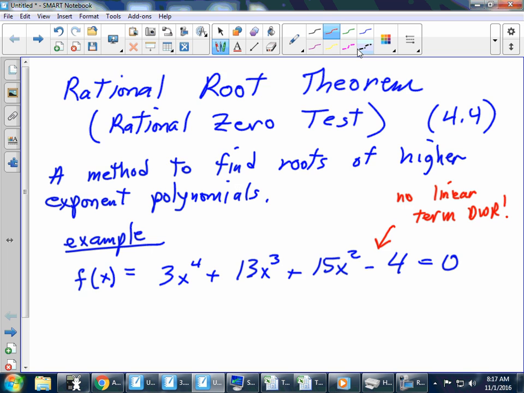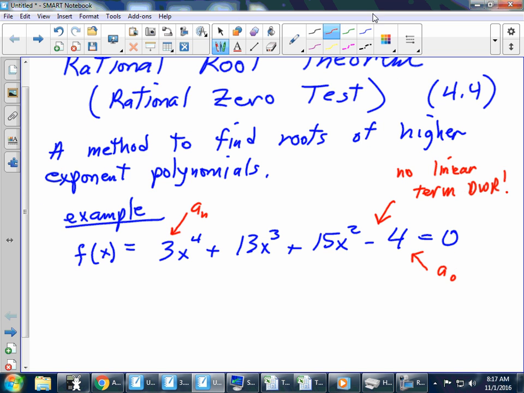Okay, so this 3 is, I'll put it up here, a sub n that Luke read about, and negative 4 is a sub 0. Okay? So then it said if P over Q is a 0 of F, then P is a factor of the constant term a sub 0, and Q is a factor of the leading coefficient.